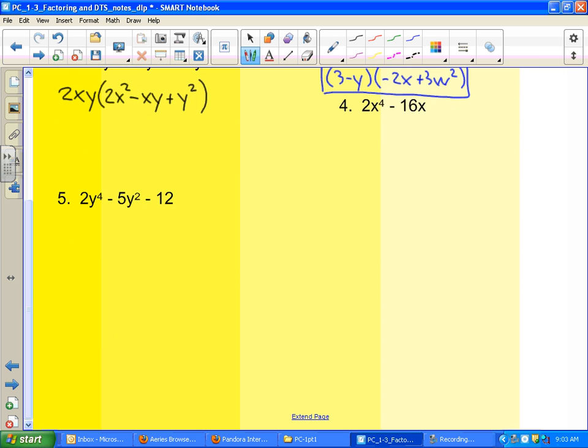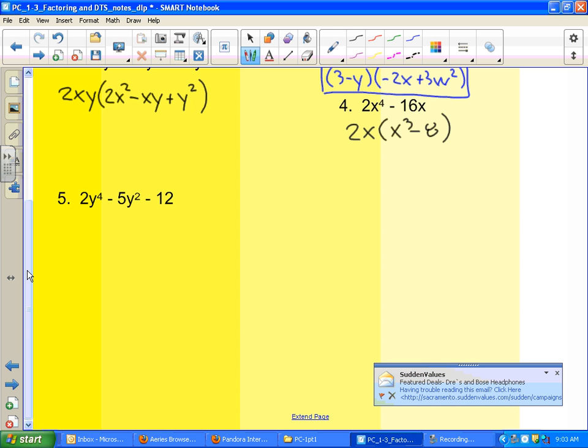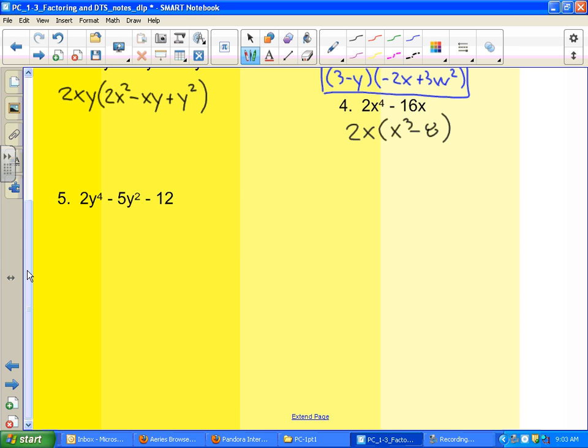Number 4, almost there, folks. Pull out the 2x, that's my GCF. x cubed minus an 8. All right, I have a binomial. That binomial is 2 terms, well, obviously 2 terms. One of them is a power of 3, which means it's a perfect cube. 8 also is a perfect cube. So what I have here is a difference of 2 cubes.